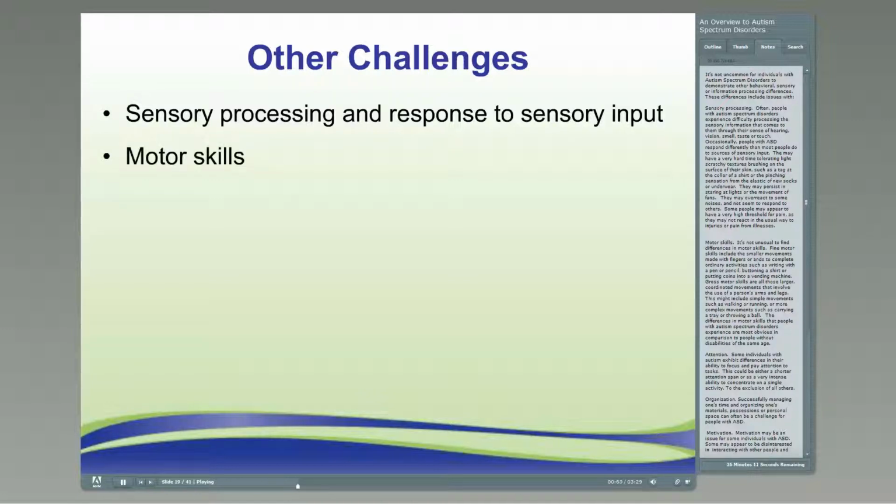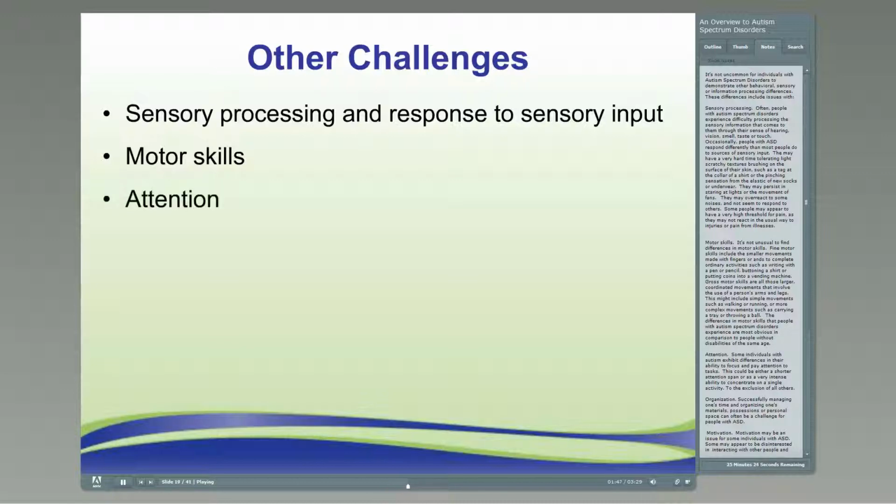Motor skills. It's not unusual to find differences in motor skills. Fine motor skills include the smaller movements made with fingers to complete the ordinary activities of daily living, such as writing with a pen or a pencil, buttoning a shirt, or putting coins in a vending machine. Gross motor skills are all those larger coordinated movements that involve the use of a person's arms and legs. This might include simple movements such as walking or running, or more complex movements such as carrying a tray or throwing a ball. The differences in motor skills that people with autism spectrum disorders experience are more obvious in comparison to people without disabilities of the same age.